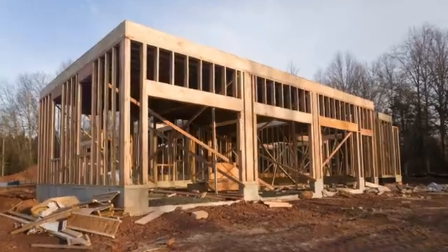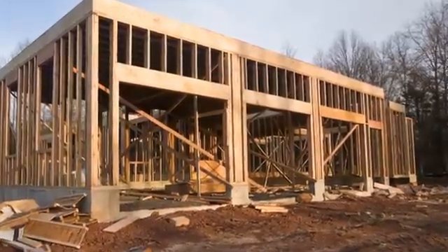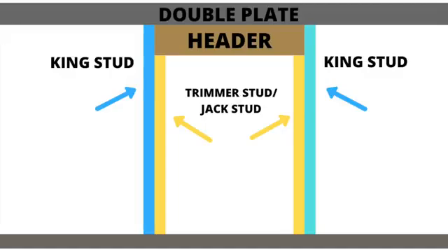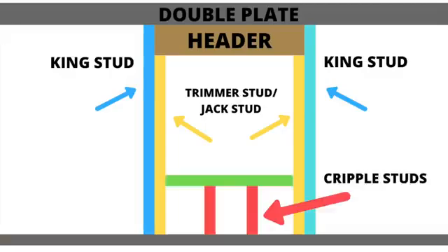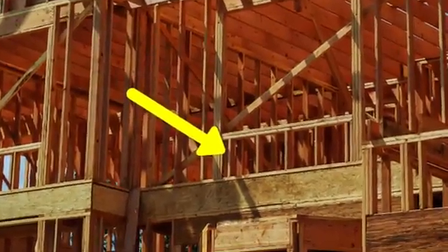Sometimes headers are also made up of LVLs over longer spans, like garage doors where they need to bear more weight. The ends of the header sit on pieces called trimmer studs or jack studs. Then they're enclosed by taller pieces called king studs, which extend all the way up to the plate. Empty spaces above a door or below a window are then filled with what are known as cripple studs. Just little short pieces that provide support and create nailing surface for drywall and cladding.